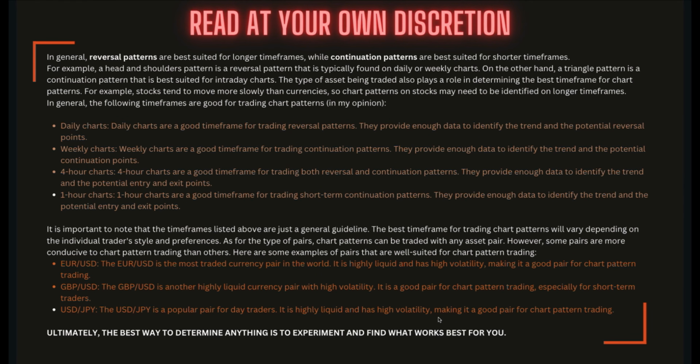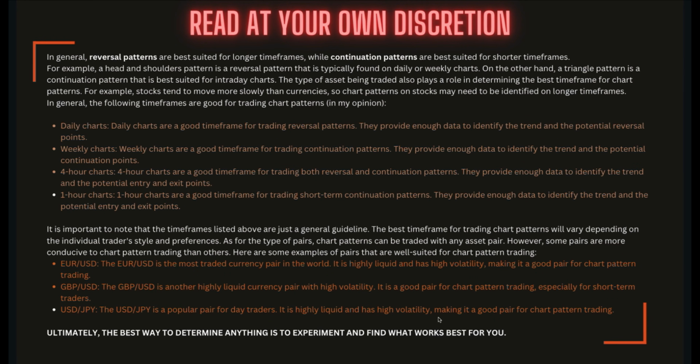All right, so in general, reversal patterns are best suited for longer time frames, while continuation patterns are best suited for shorter time frames. For example, a head and shoulders pattern is a reversal pattern that is typically found on daily or weekly charts. On the other hand, a triangle pattern is a continuation pattern that is best suited for intraday charts. The type of asset being traded also plays a role in determining the best time frame for chart patterns. For example, stocks tend to move more slowly than currencies, so chart patterns on stocks may need to be identified on longer time frames.